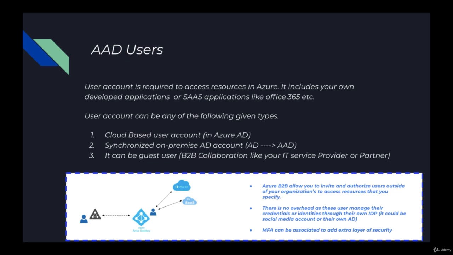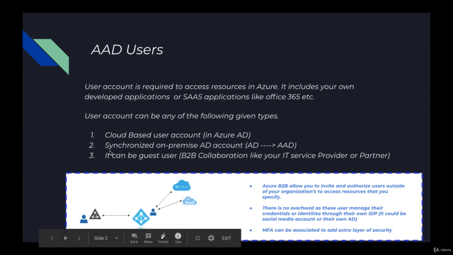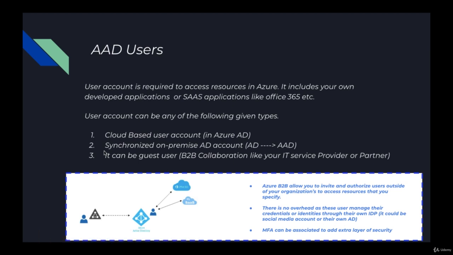Within Azure, a user account could be of any type. It could be a cloud-based user account, where within Azure AD itself you've created one account which has access to the different resources within Azure Active Directory only. The second is a user created in on-premise Active Directory, which we call a synchronized on-premise Active Directory account, used within Azure Active Directory to access the resources within the Azure cloud. Then there is a third type of account.